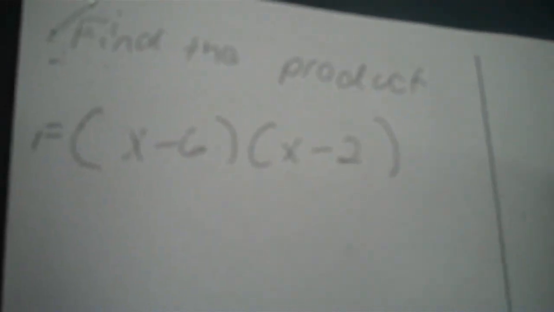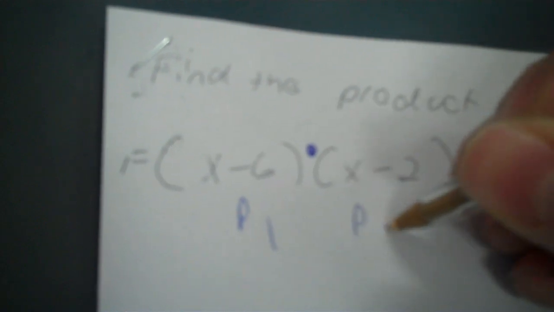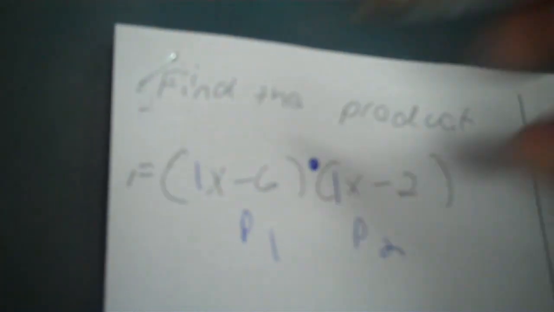Okay, I want to start this off with a review problem. Find the product of x minus 6 times x minus 2. Stroll down memory lane. So it's P1, P2. Just multiply it out. Okay, so we know how to do this.